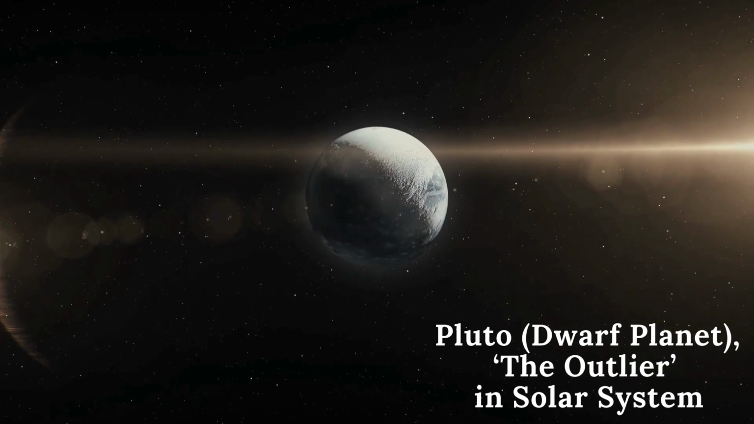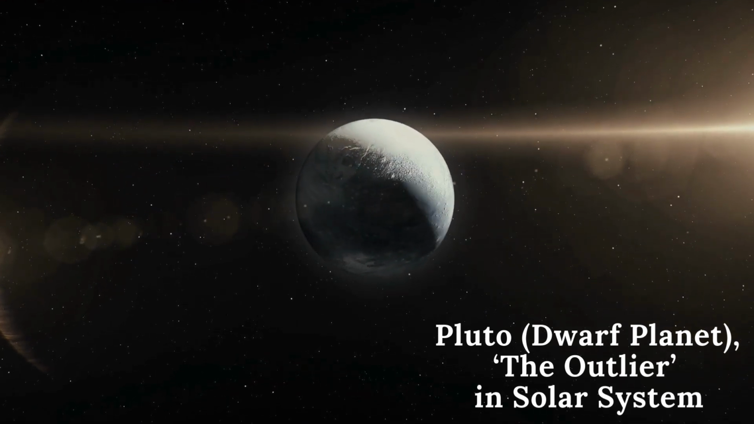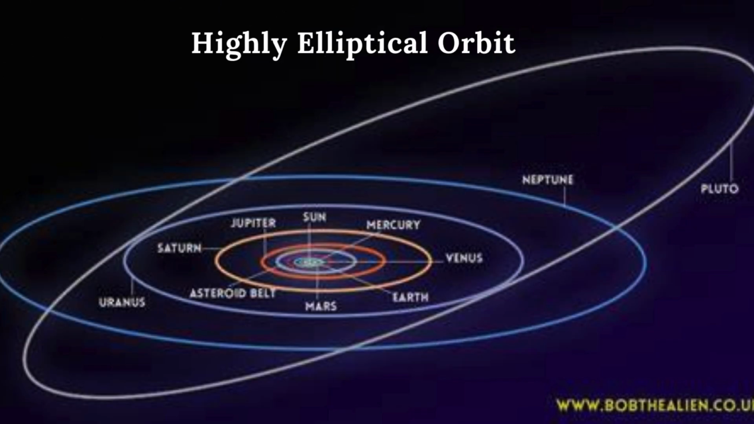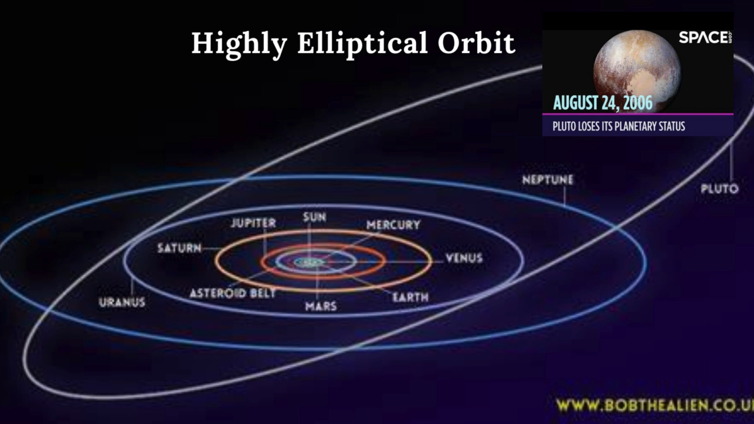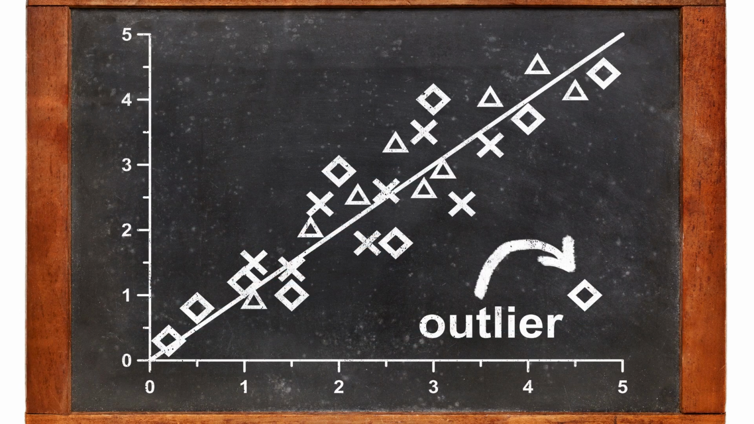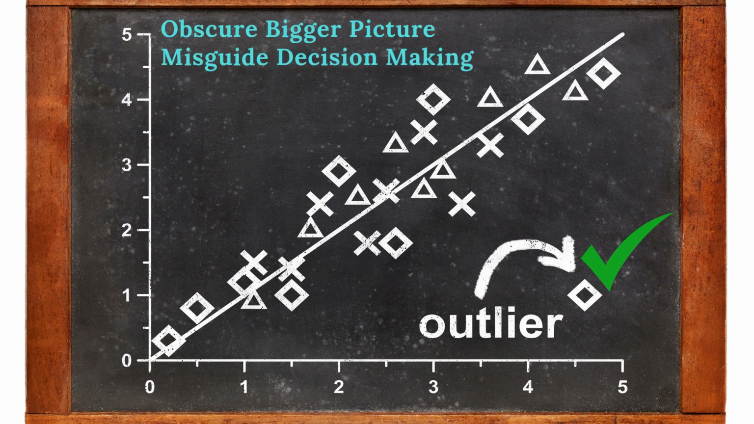Did you know Pluto is considered an outlier in our solar system? Its highly elliptical orbit, even crossing other planets, got Pluto reclassified as a dwarf planet back in 2006. Just like Pluto, outliers in data can obscure the general trend and lead to bad decisions in business and science.